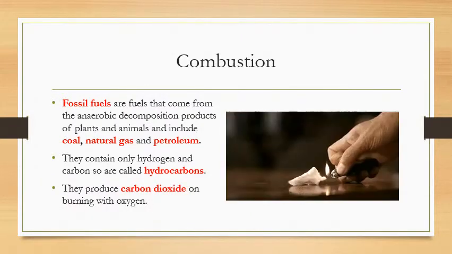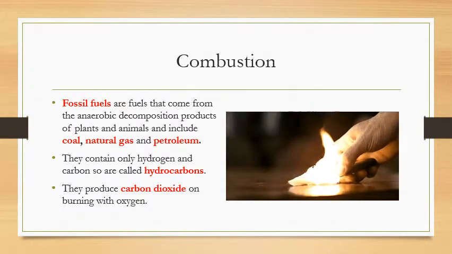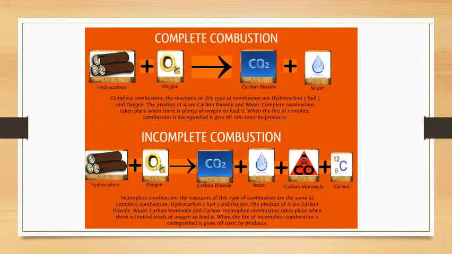And hydrocarbons produce carbon dioxide when they burn completely with oxygen. So hydrocarbons can undergo two different forms of combustion. You have complete combustion, where the hydrocarbon reacts completely with oxygen in the atmosphere to form carbon dioxide and water. And you have incomplete combustion as well, where this time there is not sufficient oxygen, so the hydrocarbon burns to form carbon dioxide and water, just as with complete combustion, but because there is insufficient oxygen, a gas called carbon monoxide forms as well as carbon.